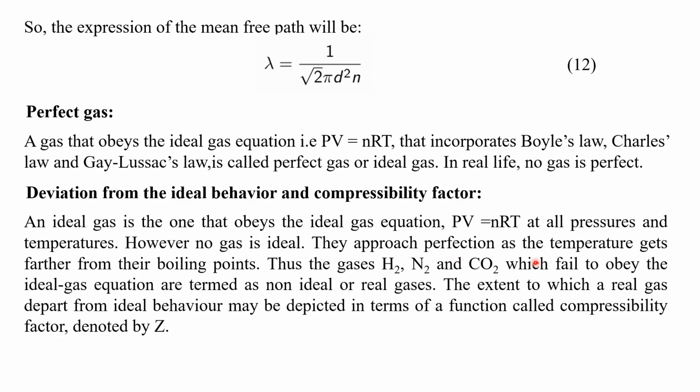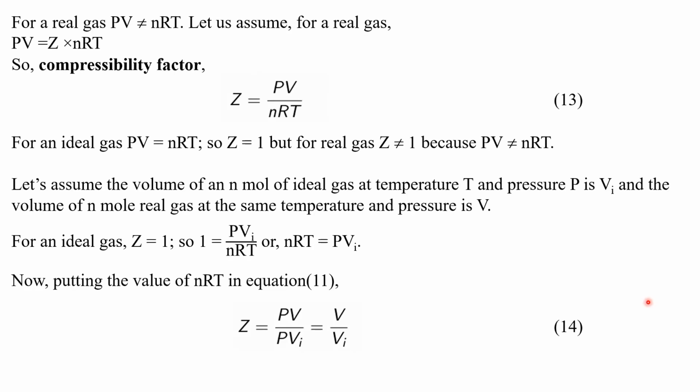They approach perfection as the temperature gets further from their boiling points. Thus, gases like H2, N2 and CO2, which fail to obey the ideal gas equation, are termed non-ideal or real gases. The extent to which a real gas departs from ideal behavior may be depicted in terms of a function called the compressibility factor, denoted by Z.